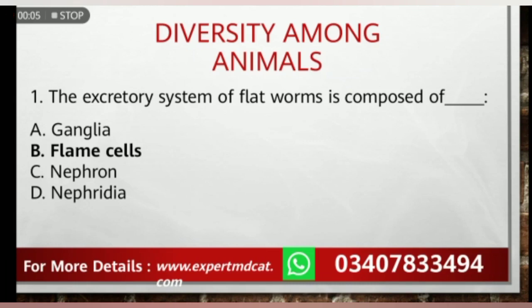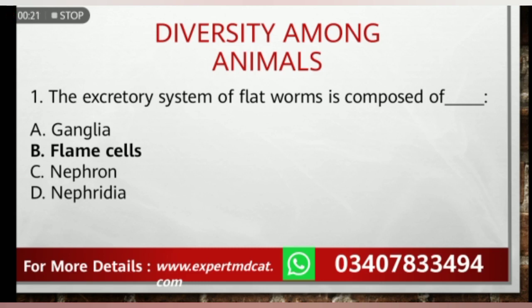First MCQ: the excretory system of flatworms is composed of. Flatworms को हम Platyhelminthes भी कहते हैं. Is it composed of ganglia, flame cells, nephron, or nephridia? The correct option is flame cells.